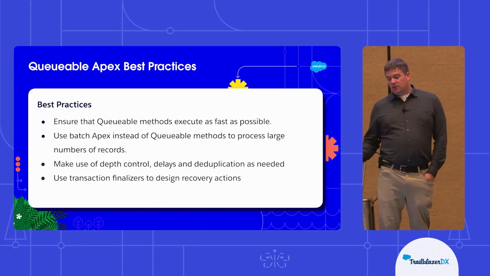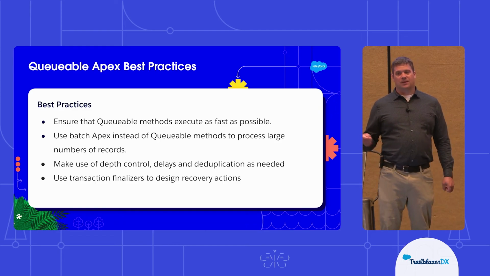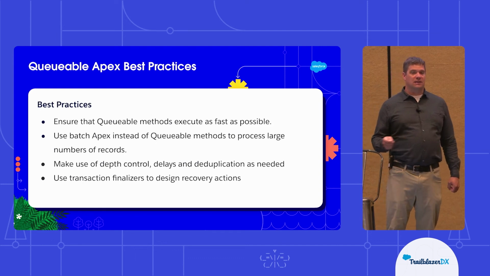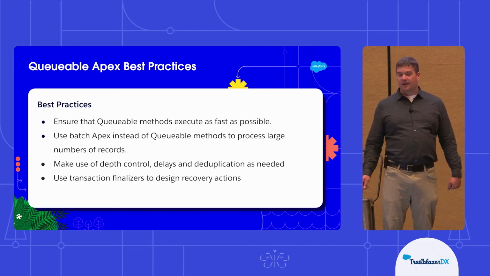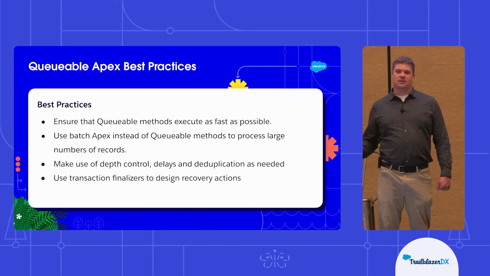If you are using queuable jobs, make use of the various mechanisms we give you, such as control of what depth they'll run to, the deduplication control to remove redundant jobs, and the delays if you know you're going to need a standoff between running the jobs, such as we saw in the four-update scenario. And then obviously with queuables, you can use transaction finalizers to make a more robust process.